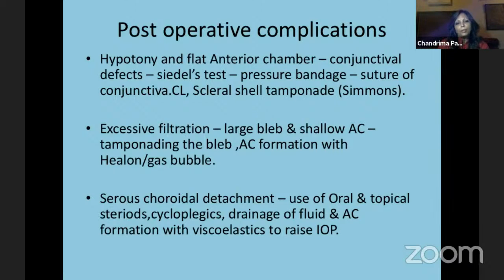Excessive filtration, again, gives a large bleb and a shallow AC. Tamponading the bleb is important. AC formation with either a high molecular weight viscoelastic or a gas bubble. And serous choroidal detachment: use oral and topical steroids, cycloplegics, drainage of fluid, and AC formation with viscoelastics to raise intraocular pressure.